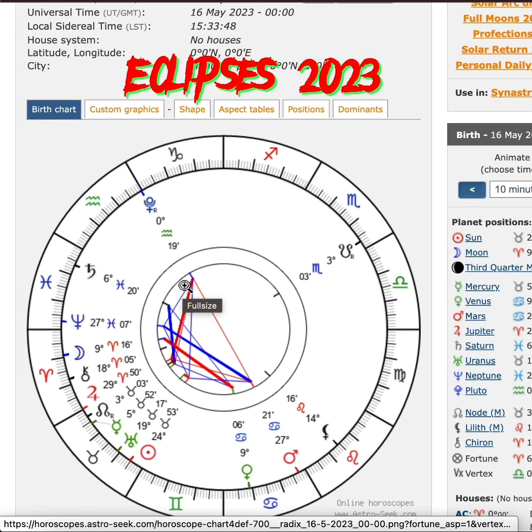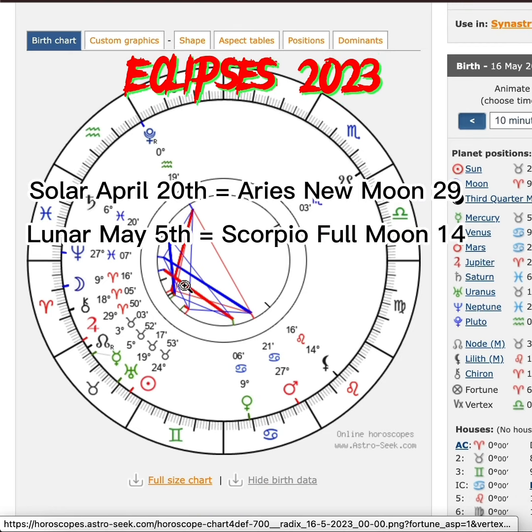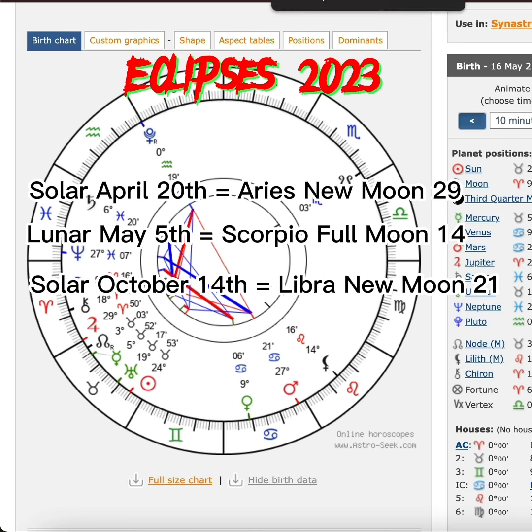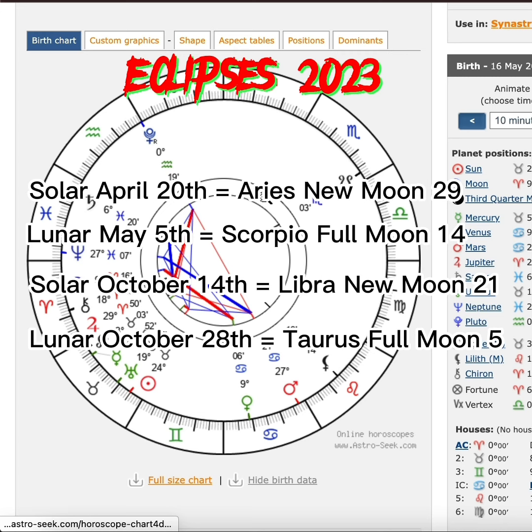Okay, up next, we're going to have the eclipses. We're going to have 4 eclipses. Write down these days. One day will be April 20th. It will be an eclipse in Aries at 29 degrees. It is a new moon. Okay, and Mars will be in Cancer then.